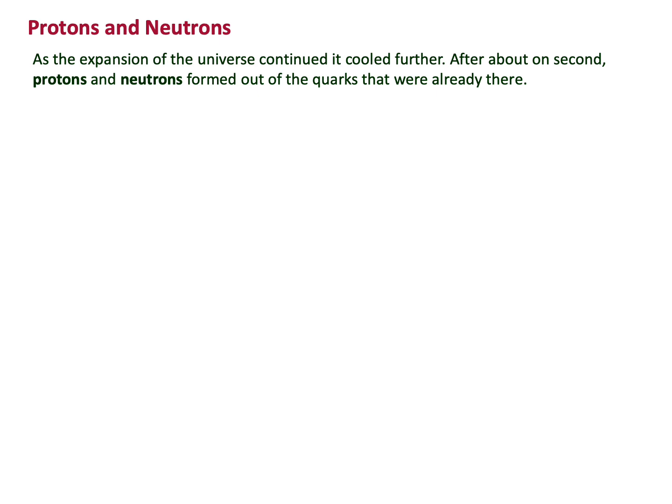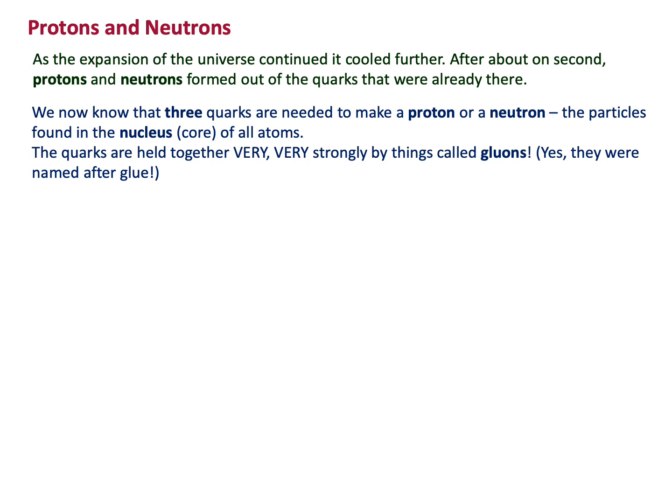Protons and neutrons. As the expansion of the universe continued, it cooled further. And after about a second, as you saw, protons and neutrons began to form out of the quarks that were already there. So we now know that protons and neutrons are made of quarks. It takes 3 quarks to make a proton or a neutron, and protons and neutrons make up the nucleus, that's the very core of all atoms. Now the quarks inside the proton or the neutron are held together by really quite incredibly strong forces, which we call gluons, and yes, they are named after glue. Physicists do have a sense of humour.